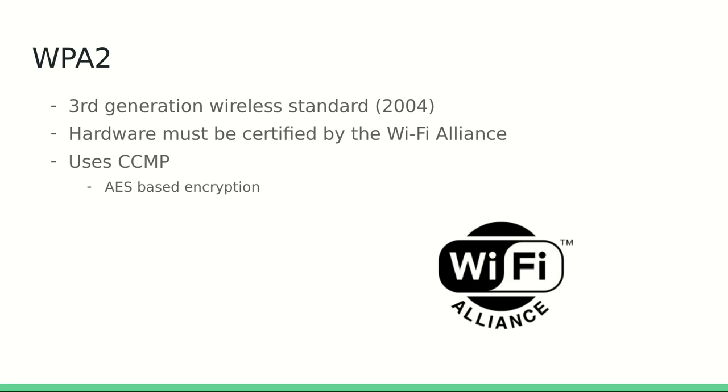WPA2 was the follow-up that WPA was waiting for. It was standardized in 2004. This was the first standard in which all hardware must be certified by the Wi-Fi Alliance before advertising its WPA2 support. For encryption, it uses an AES-based encryption called CCMP, which stands for Counter Mode Cipher Block Chaining Message Authentication Code Protocol. So naturally, it was easier to call it CCMP.